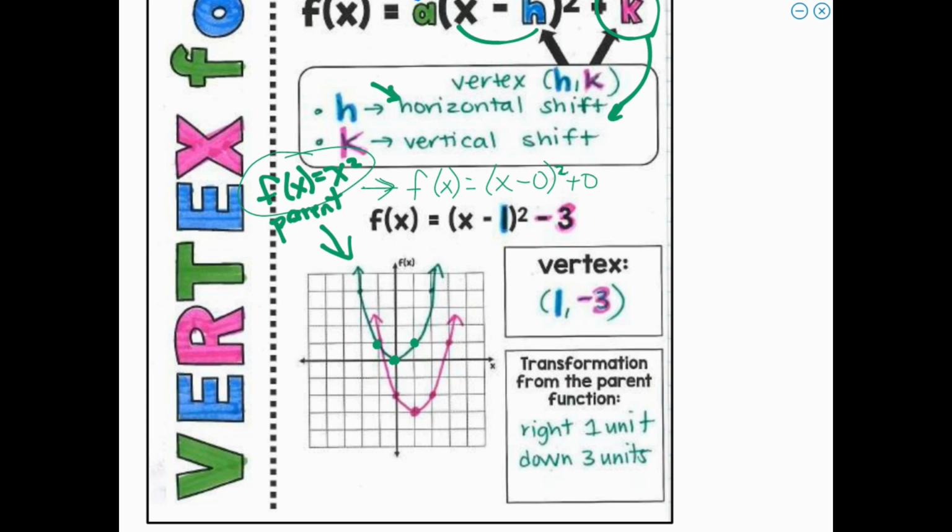All right, so it goes through 0, 0, and then the parent function goes up 1 over 1, and then it's mirrored on the other side. And then from that point, it goes up 3 over 1, and then it's mirrored on the other side as well. And that's how you get your parent function. You can get Desmos to graph it for you as well and see the change that happens.